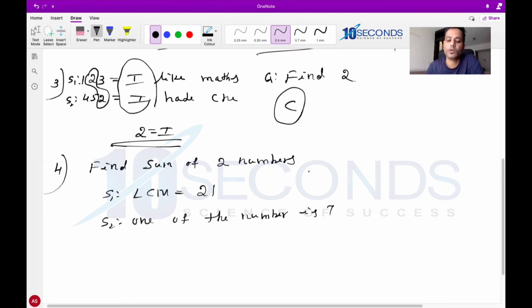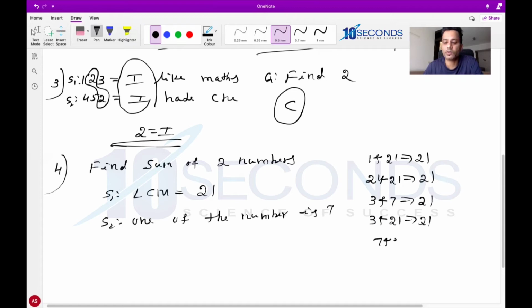Take statement 1 only. When I take statement 1, 1 and 21 LCM is 21. That is by default. 21 and 21 LCM is 21. That is also by default, because 1 and X LCM is X, and X and X LCM is also X. Other than that, you have 3 and 7 LCM is 21. You have 3 and 21 LCM is 21. You have 7 and 21 LCM is 21. Now there are 5 answers. So using statement 1, the question cannot be answered.